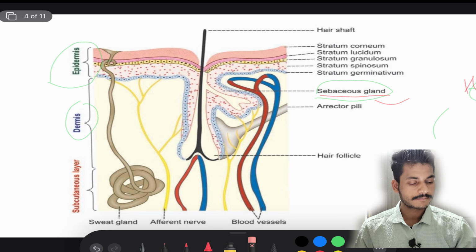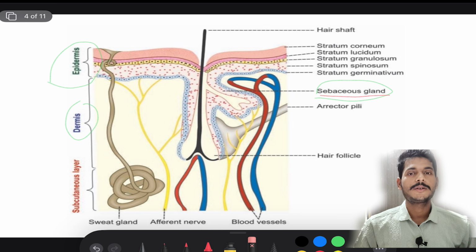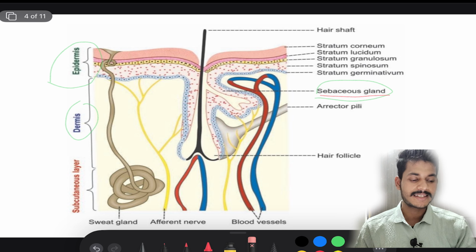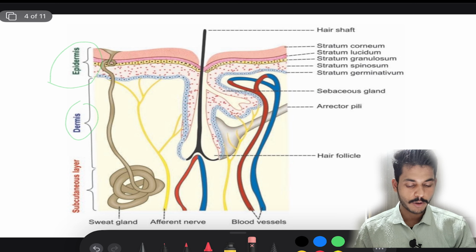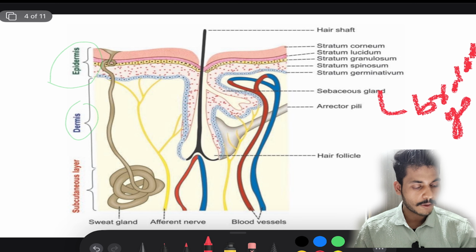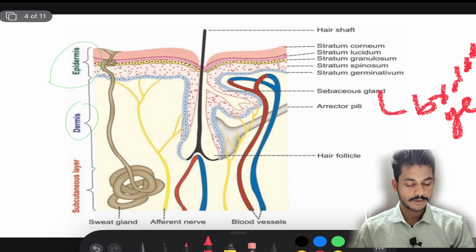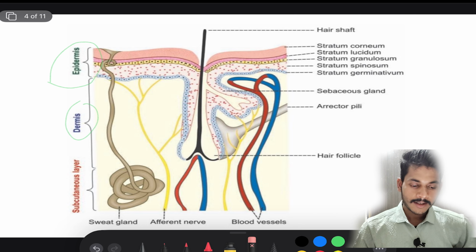Now, this sebaceous gland, and the diseases which we are going to discuss, the first disease is called acne, or also commonly called pimples. Acne or pimples result due to the blockage of this sebaceous gland. So write it down: blockage of the sebaceous gland leads to the formation of acne. No problem.